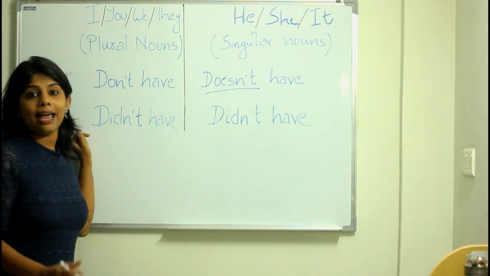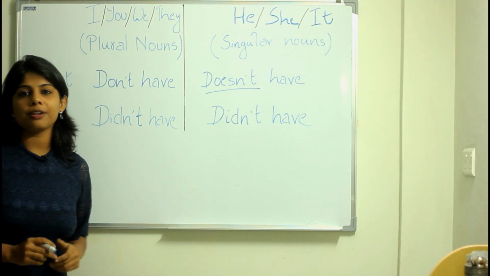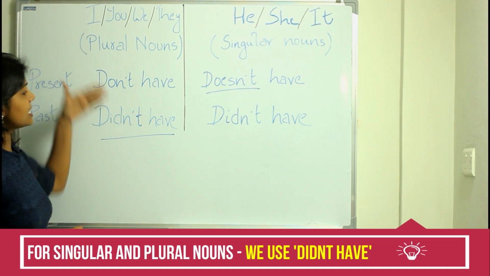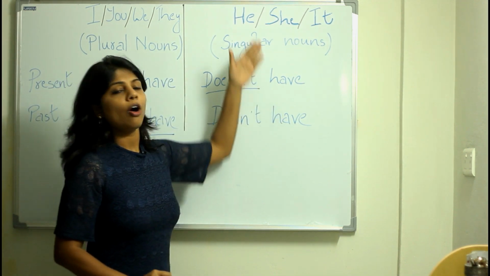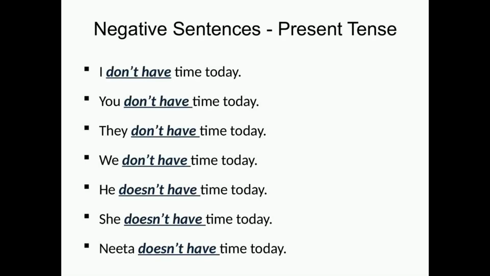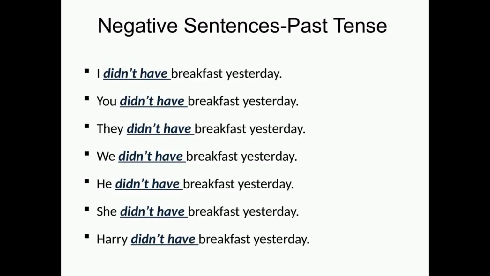In the past tense, again things get easy. There's only one form that you need to remember irrespective of the subject, and that is didn't have. That is, I didn't have, we didn't have, he didn't have, or she didn't have. Let us now understand this with the help of sentences. In the present tense, to make negative sentences for pronouns I, you, we, they, and other plural nouns, we use don't have. For pronouns he, she, and other singular nouns like Neeta, we use doesn't have. In the past tense, we use only didn't have to make all singular and plural nouns into negative sentences.